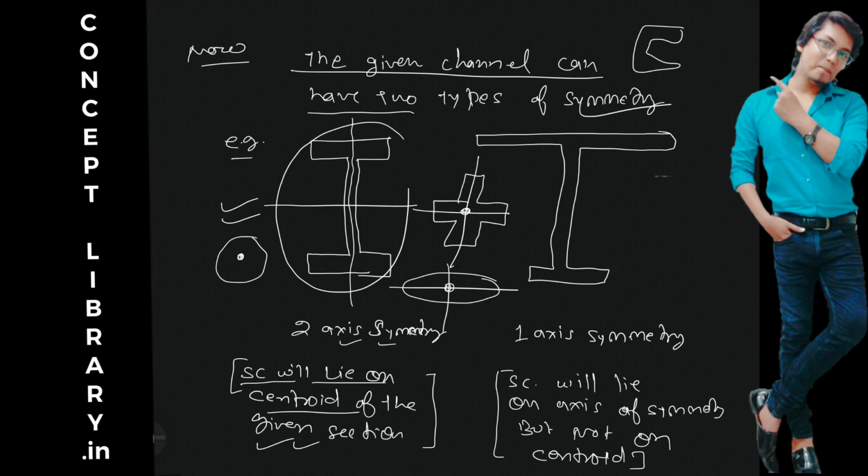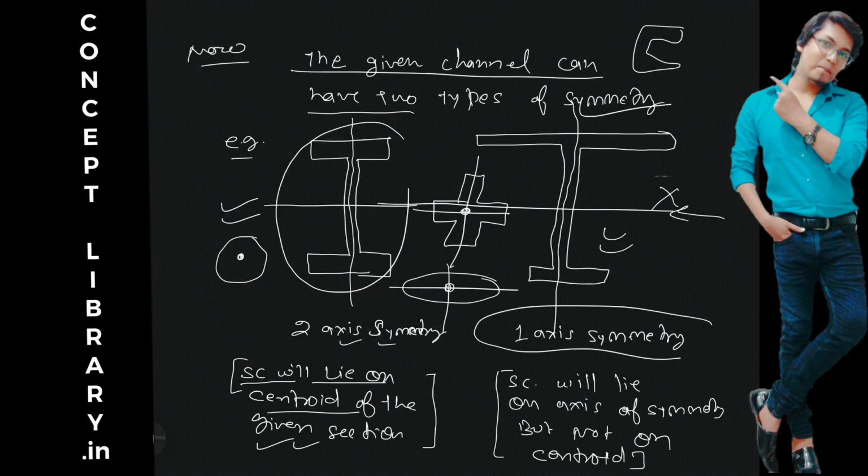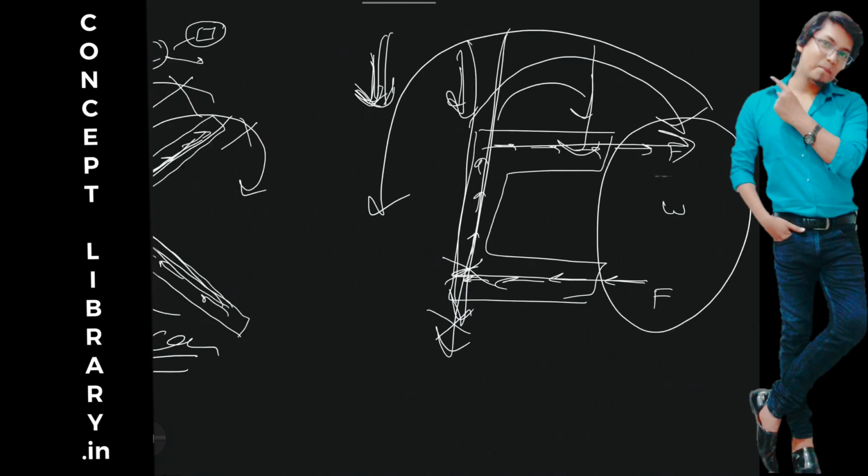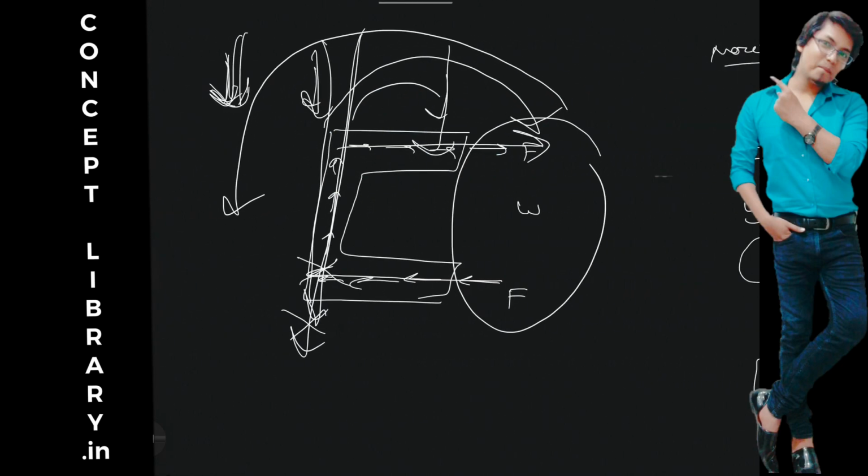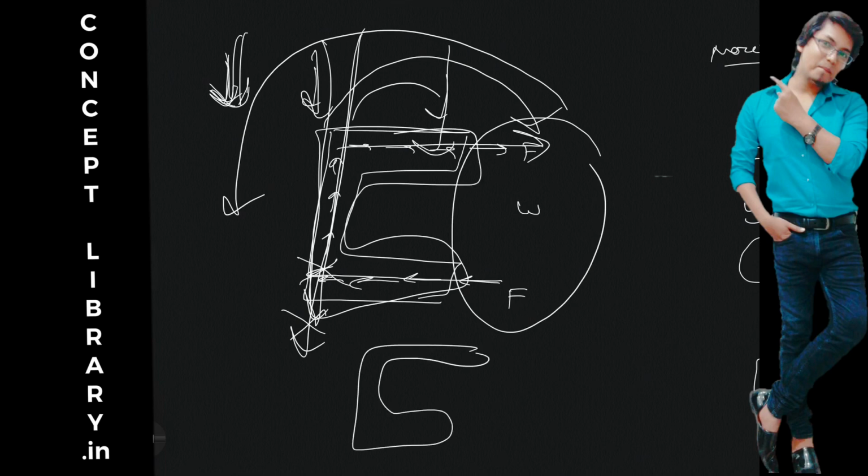But you see the second I section, about this line your I section is symmetric, but about this line your I section is not symmetric. So this is only one axis of symmetry. So the shear center will lie on the axis of symmetry but not on the centroid. The same happened in this case, and in this case. This is only one axis of symmetry, so the shear center will lie somewhere but not on the centroid. So the shear center location was this.